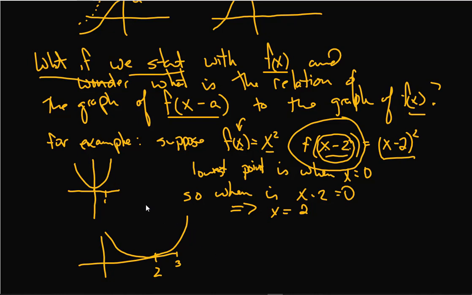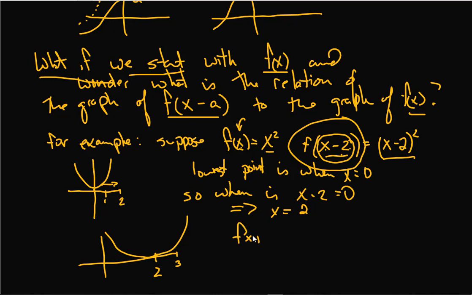But basically what happened was we shift this parabola over 2 units when we do this. So it looks like we're going to shift it to the left 2 units, but no, we end up shifting it to the right by 2 units. And that's not just true for f of x equals x squared, but for any function.